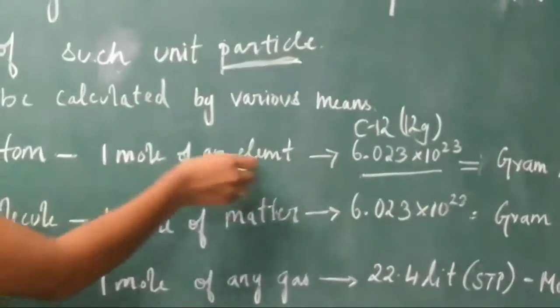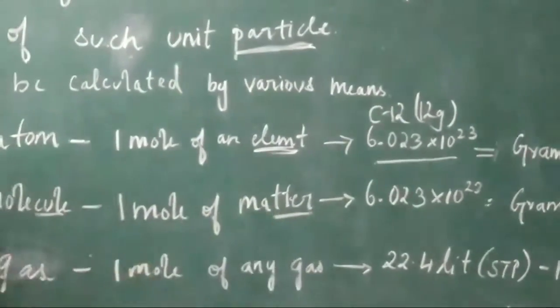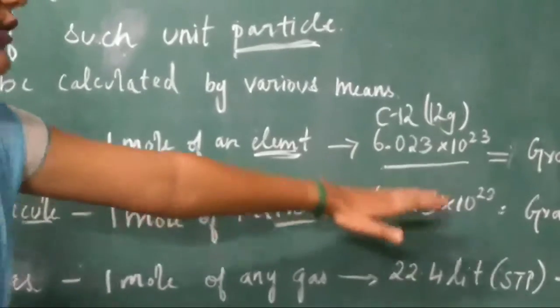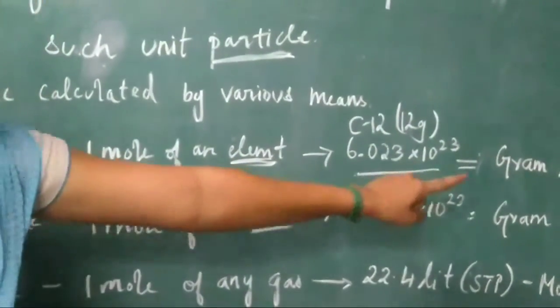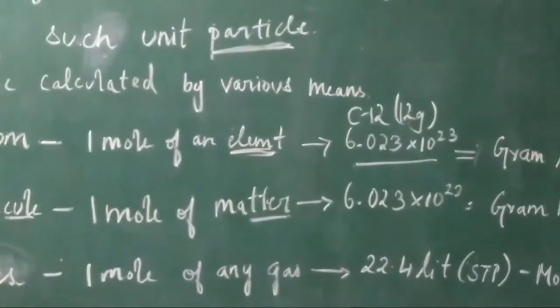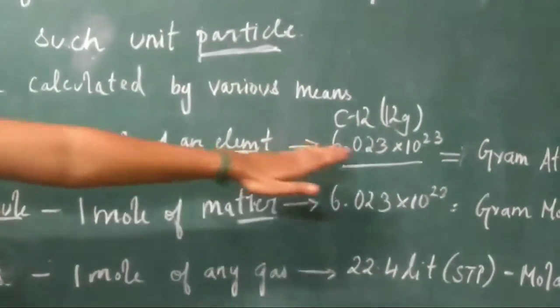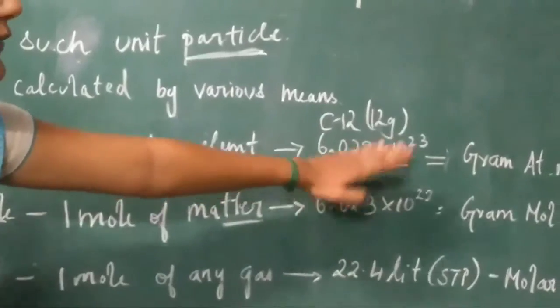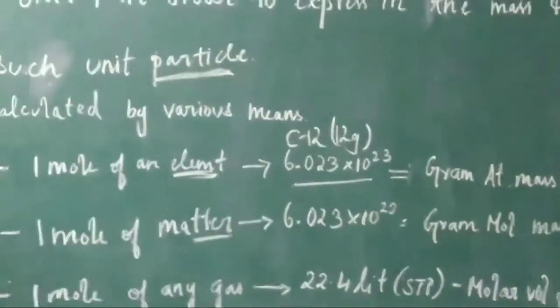Next, the mole of a molecule: 1 mole of a matter contains 6.023 × 10^23 molecules, and it is equal to the gram molecular mass. Here, 1 mole of an atom, that is 1 mole of an element, is equal to 6.023 × 10^23 atoms, and it is equal to the gram atomic mass.